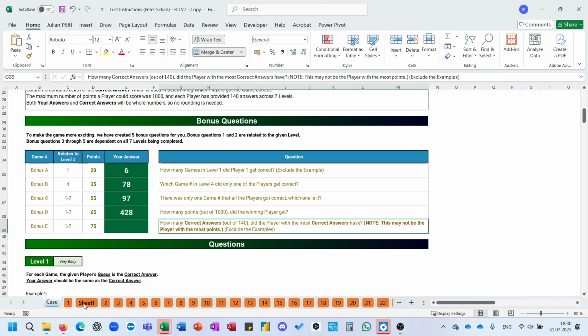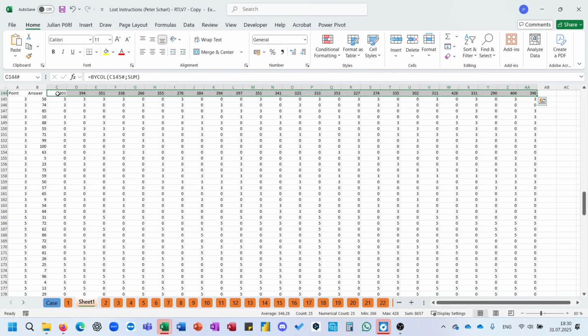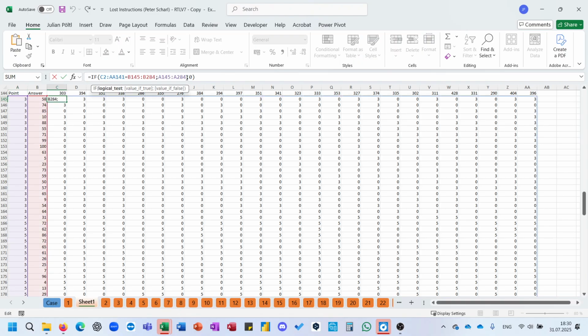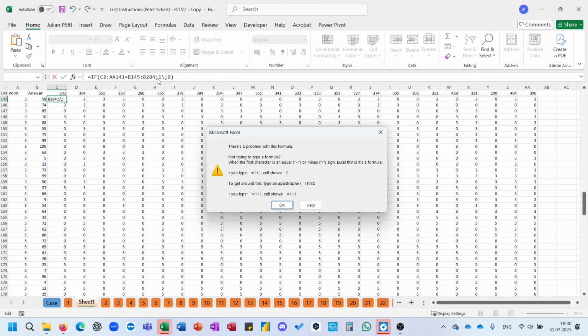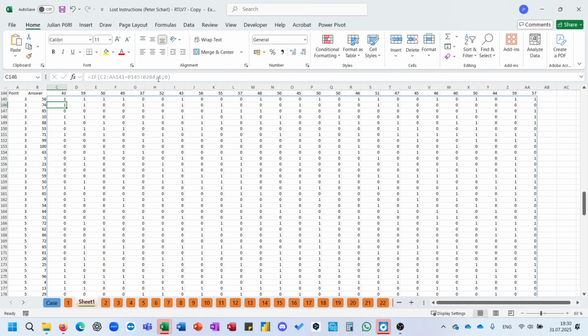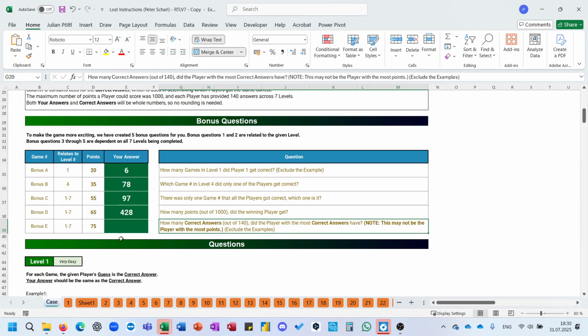So we're not summing, we're simply giving out a 1. And then using the sum here, and here the maximum is 60.